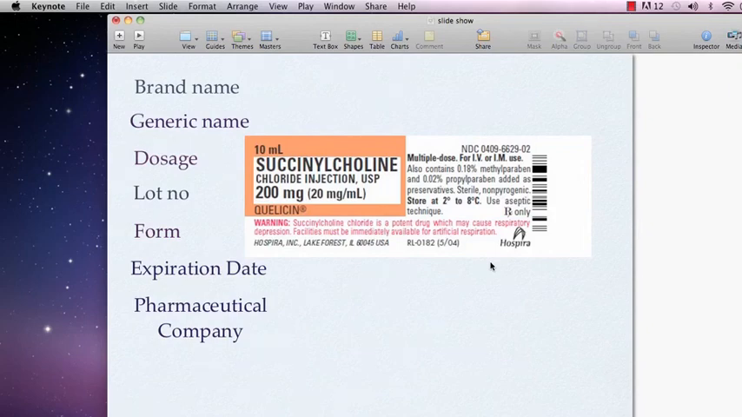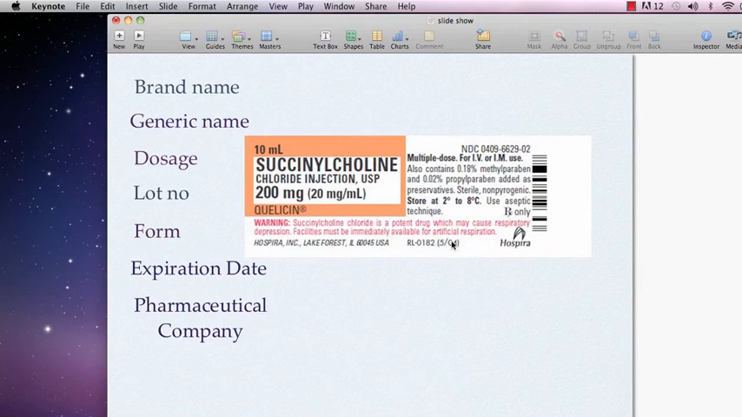So here's another drug label for us to look at. This is succinylcholine. It's a critical care medication and is used for intubation. But it's a little bit different. Your brand name is down here and it's in small letters this time. You can see the trademark. The generic name is succinylcholine. The dosage is 200 milligrams. It's in a 10 ml vial, and this equates to 20 milligrams per ml.